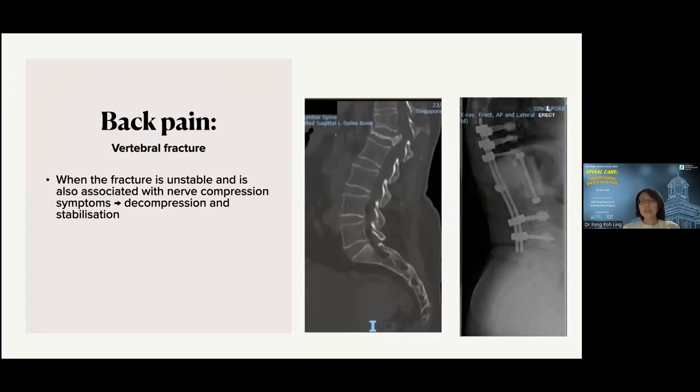Of course, in very severe cases like seen in this patient, where the bone is completely collapsed and we cannot do any cementoplasty, and at the same time it is very unstable with signs of nerve compression, then we will need to do open surgery to stabilize and to decompress.